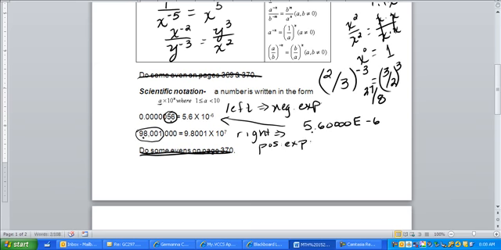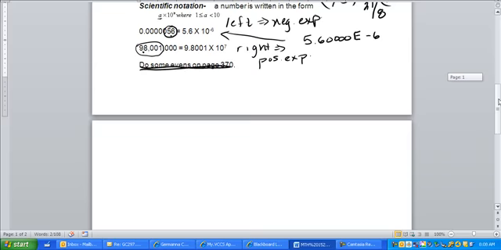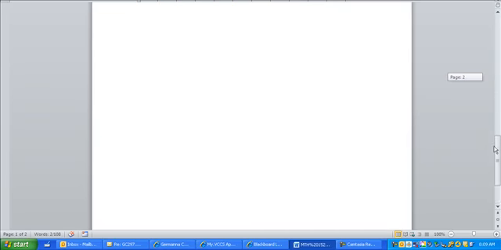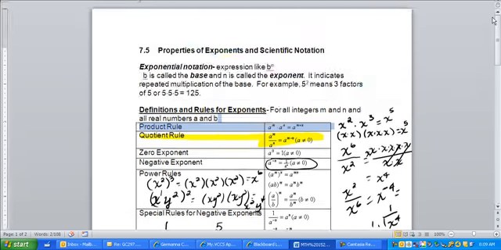So scientific notation, once you understand what it is, is relatively simple. Okay, so next you should watch the sample problems for this section.